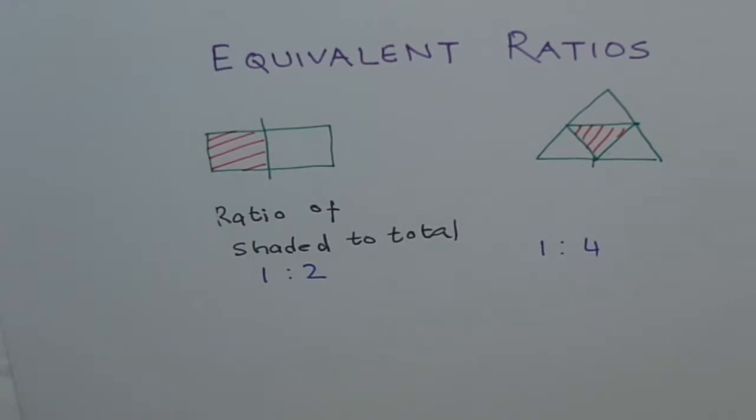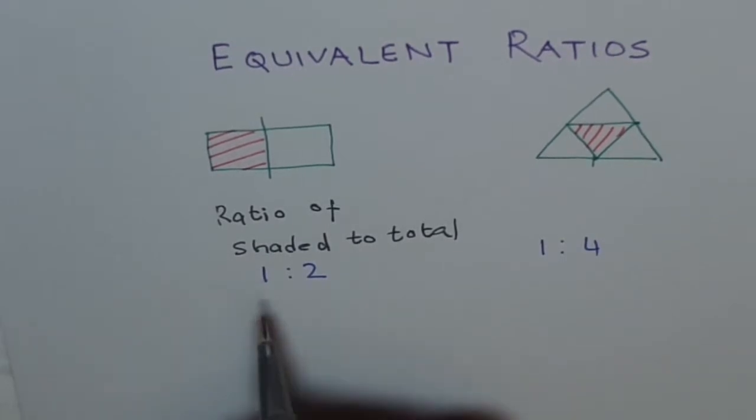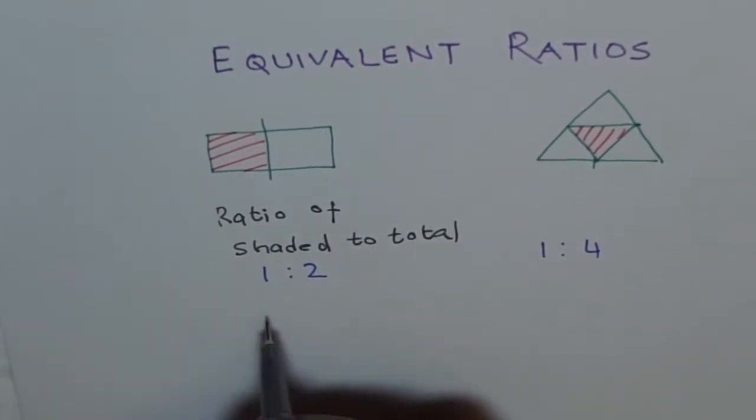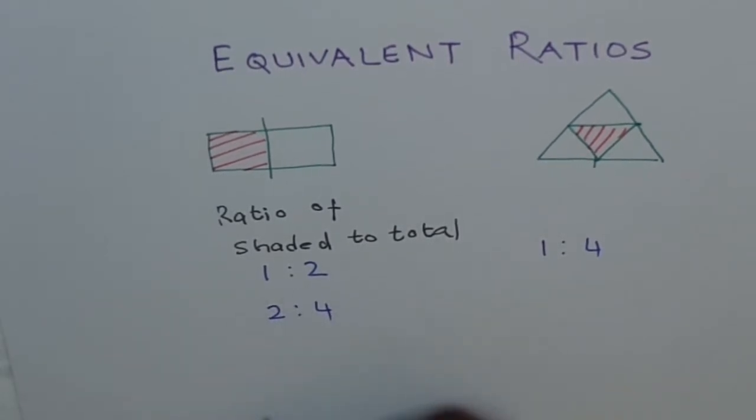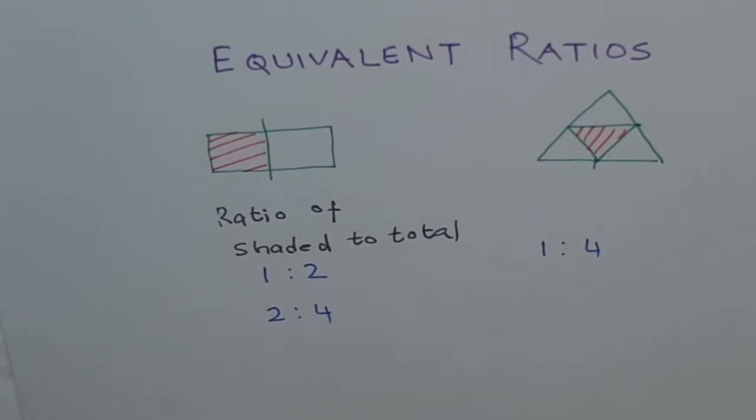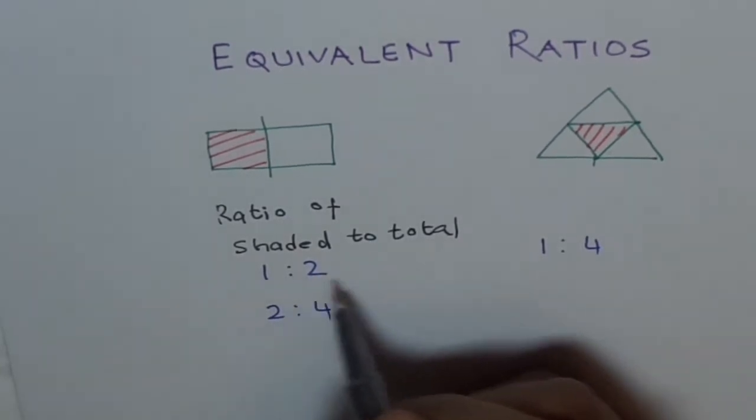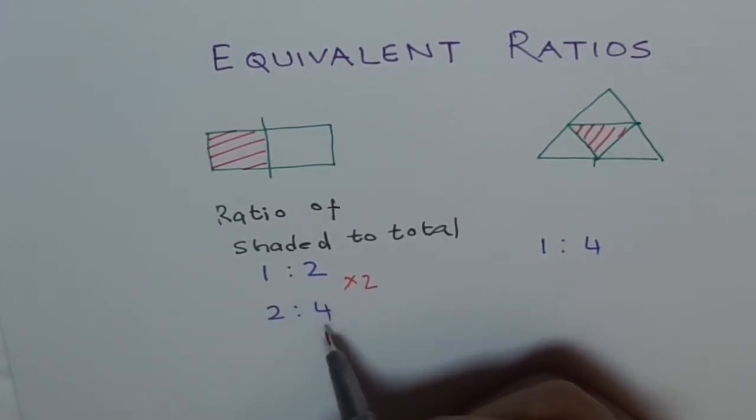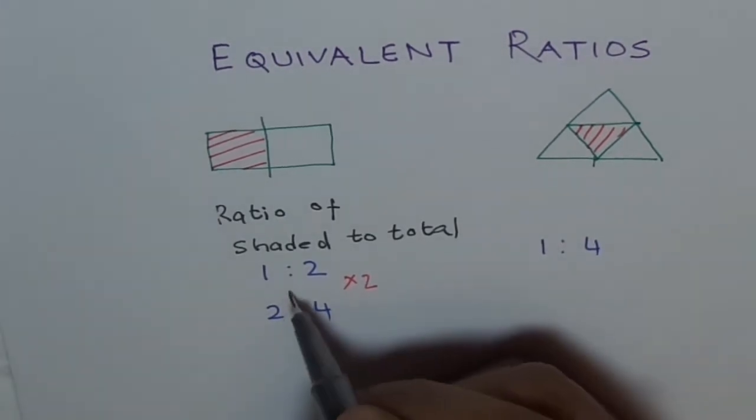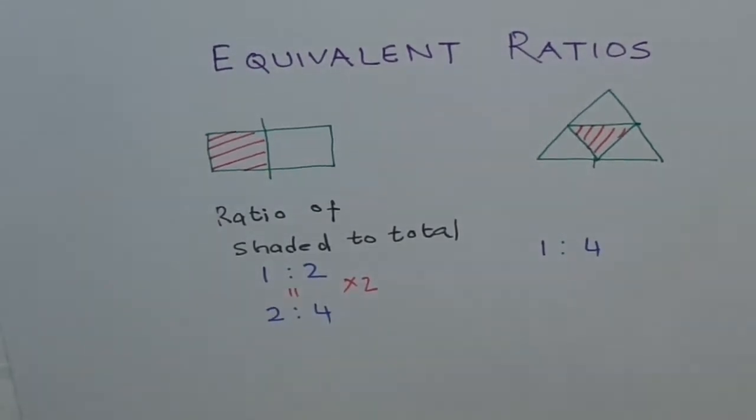Now let me take an example like this. Is 1:2 equal to 2:4? Are they the same ratios or not? Doesn't look like it. But how about multiplying by 2? If I multiply both by 2, 2 times 1 is 2, 2 times 2 is 4. They look to be equal. Oh, okay, is that equal?